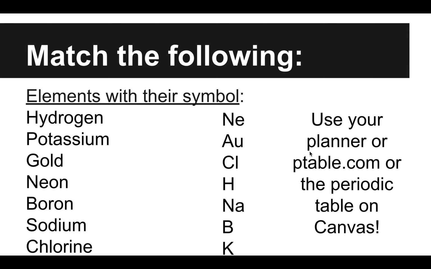So not all elements are their first letters. That should be something that we notice. What about gold? Gold's symbol is Au. Again, nothing to do with the English name. So a lot of these elements come from Latin or Greek.